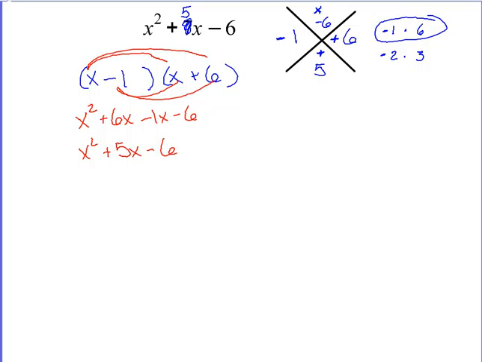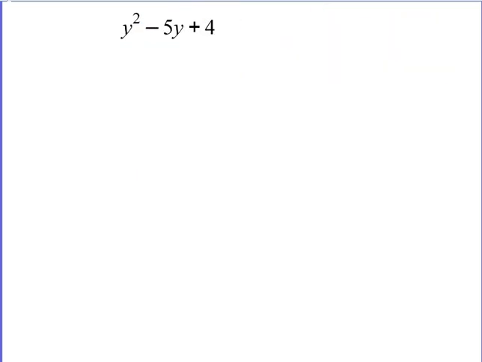Alright, if you distribute this back out, I get x squared plus 5x minus 6, which is what we had in the original problem, so we did it right. Alright, you have 2 more examples there in your notes packet. What I want you to do is pause here and try those 2 examples, and then you can come back and check your work.